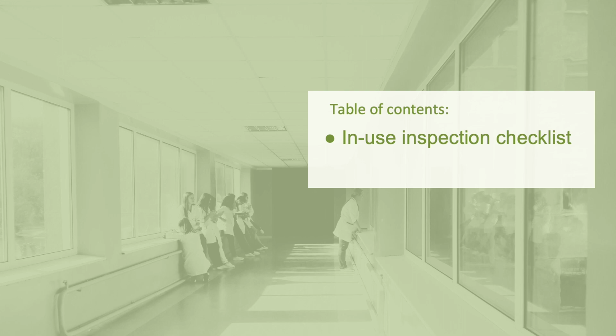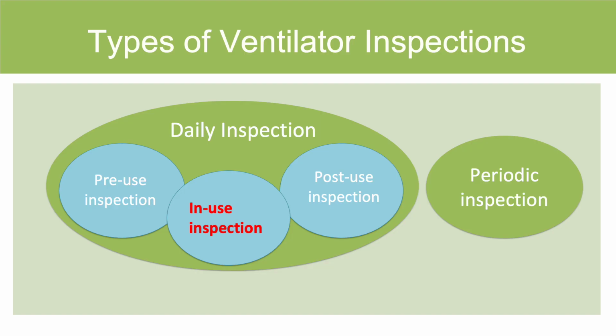This is the content of this lesson. First, let's review the previous lesson. Inspection of a ventilator can be broadly divided into two types: periodic inspection and daily inspection. In this lesson, we will go over the in-use inspection as part of daily inspections.